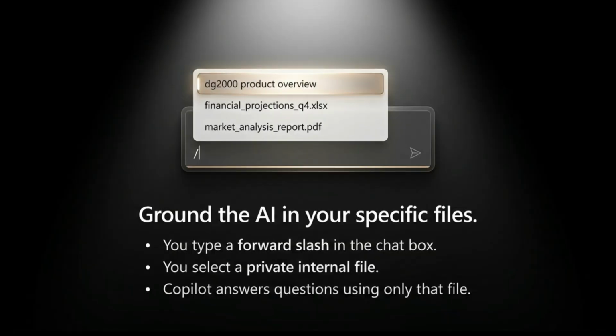Ground the AI in your specific files. Type a / in the chat box. Select a private internal file, and Copilot answers questions using only that file.